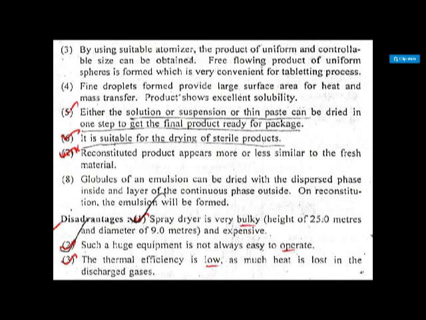Then globules of an emulsion can be dried. Globules of an emulsion can be dried with the dispersed phase inside and a layer of the continuous phase outside. So on reconstitution, the emulsion will be formed. You must have seen many syrups where we add water at the time of use and shake it, right? It will be in the dried form, and when we use it, at that time we pour hot water in that, and we reconstitute it. That is called the reconstituted product, right?